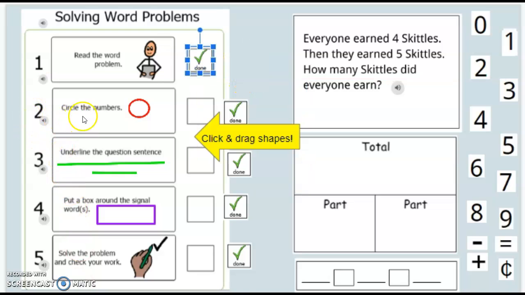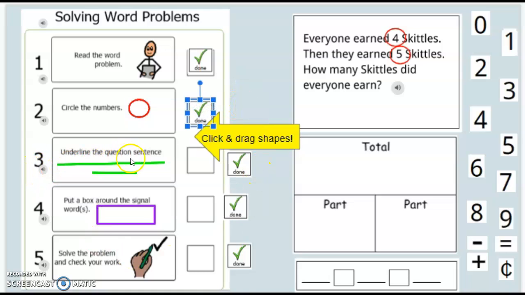The next step is circle the numbers. I can drag my circle right from my checklist. I see the number 4, and I will circle it. I see the number 5, and I will circle the number. Do I see any more numbers? No. So I'm all done with that step.